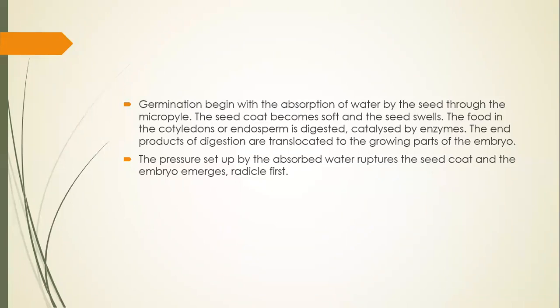Now, germination begins with the absorption of water by the seed through the micropyle. When that happens, the seed coat becomes soft and the seed swells up. For example, take an orange seed. At the point where germination begins, water is absorbed by the seed through the micropyle, then the seed swells up. Now, the whole seed doesn't swell up, but the seed coat, the testa and the tegmen, become very soft. Then the seed itself gains weight, and this weight pushes itself against the seed coat.